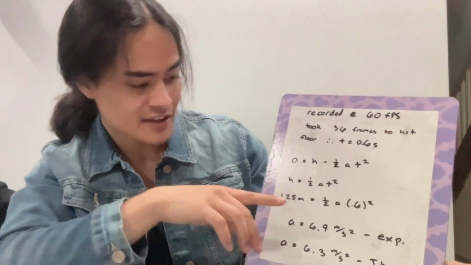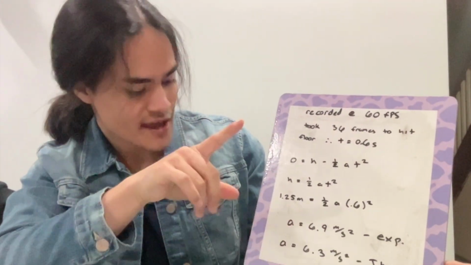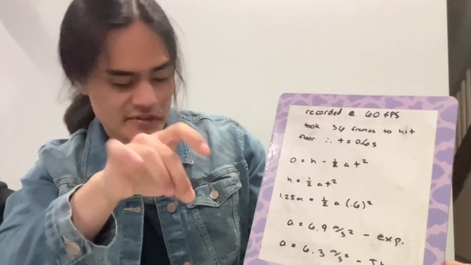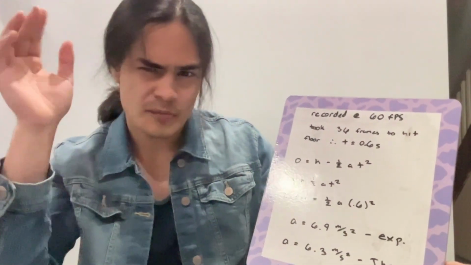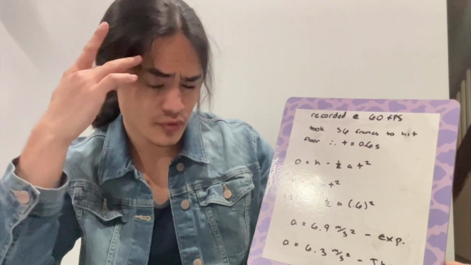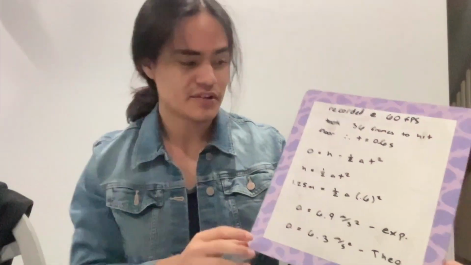And so a experimental is 6.9 meters per second squared, and a theoretical, the one we calculated, was 6.3 meters per second squared. And so the percent error of that, I believe, is 9%, but I think that's pretty good for just a one-try thing.